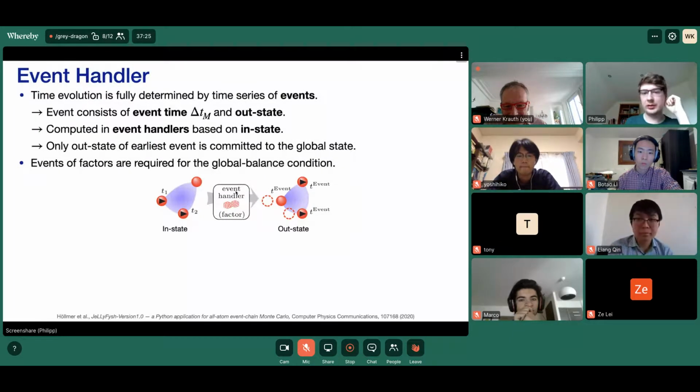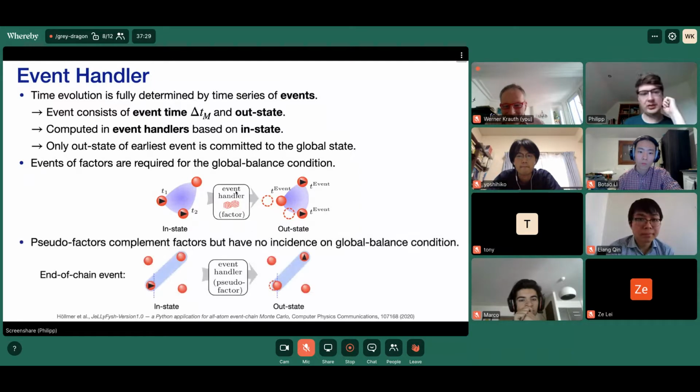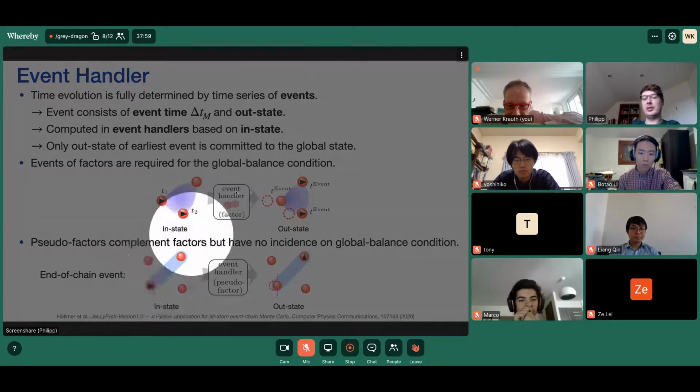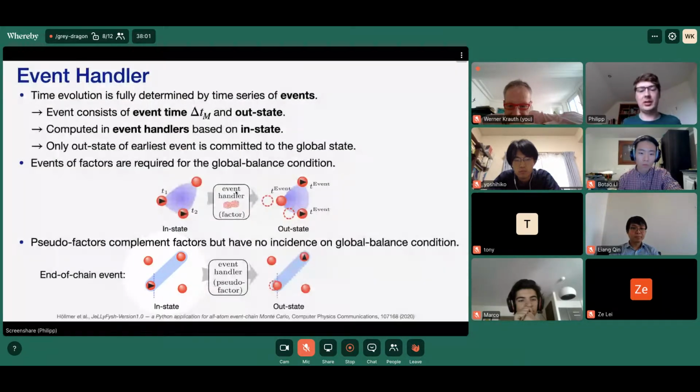However, that's not the full story, because we also need to introduce pseudo-factors. These pseudo-factors complement factors, but they have no incidence on the global balance condition. One first example, which you can easily think about, is the so-called end-of-chain event. We just need it for the irreducibility of our Markov chain. But we can express it as an event, and we can also compute it in an event handler. So here, take the end state. We have 1 active particle, and our end-of-chain event wants to change the direction of motion and also change the beginning active particle of the next chain.